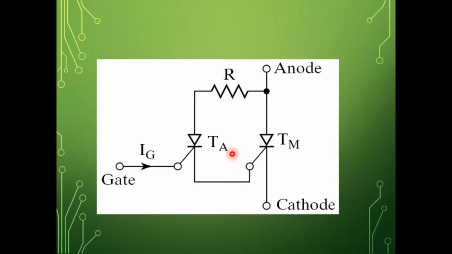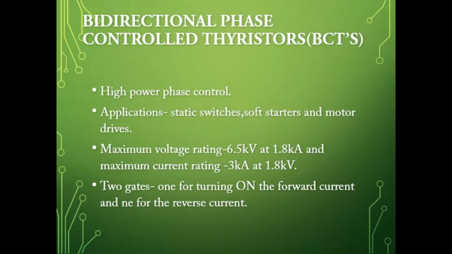The advantage of this amplifying gate is that it permits high dynamic characteristics, with a typical dV by dt of 1000 volt per microsecond and di by dt of 500 amps per microsecond. So this is preferred over the conventional one. These thyristors are mainly used in AC to DC converters with 50 or 60 hertz main supply, and are cost effective.